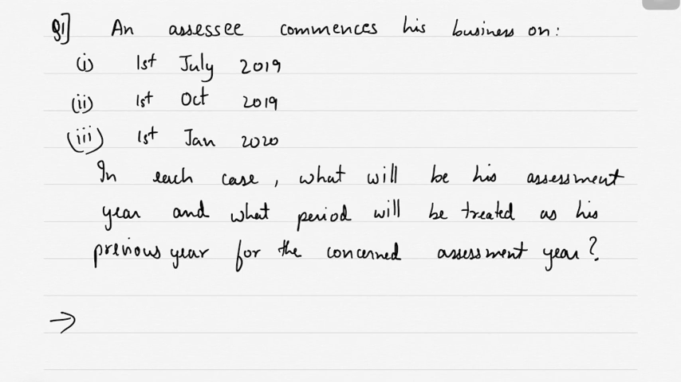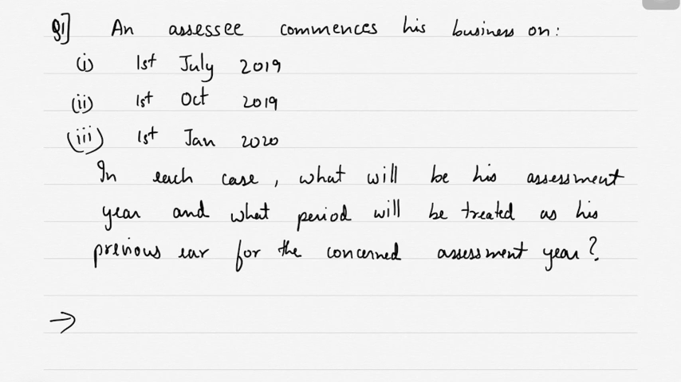Hello students, let's solve few problems of this chapter. It is never asked in the exam, but it is there in your syllabus. An assessee commences his business on 1st July 2019, 1st October 2019, 1st January 2020. In each case, what will be his assessment year and what period will be treated as his previous year?